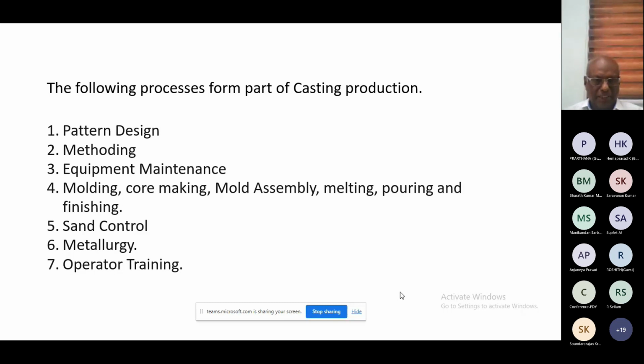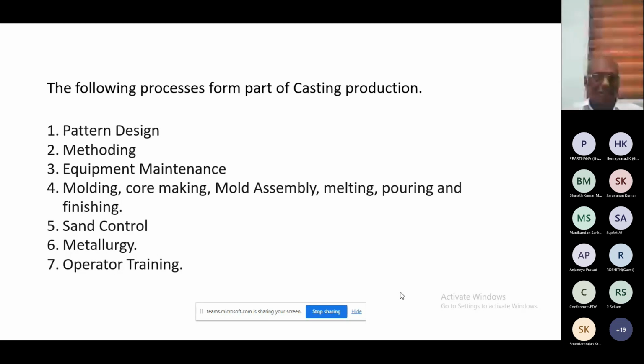Pattern design is very important. It is the beginning process for casting production. The drawing has to be studied carefully. The parting lines have to be established. Core prints and core boxes have to be designed. In order to do that, you have to first keep in your mind the proposed gating system and the riser. All these things are to be considered before pattern design. Next comes methoding.